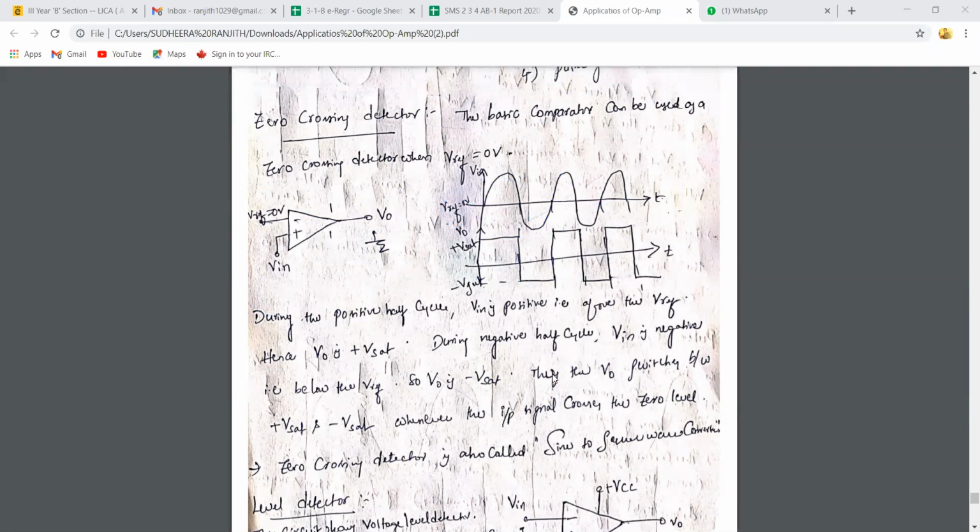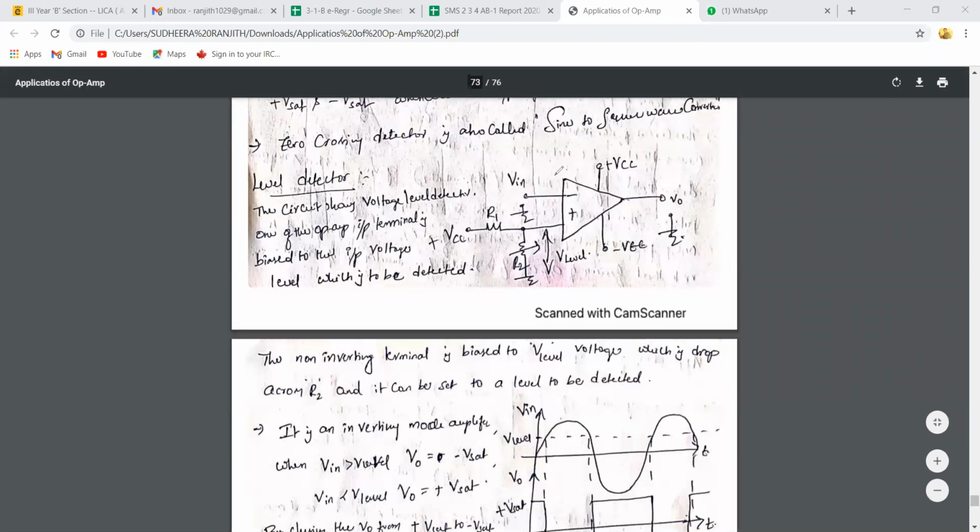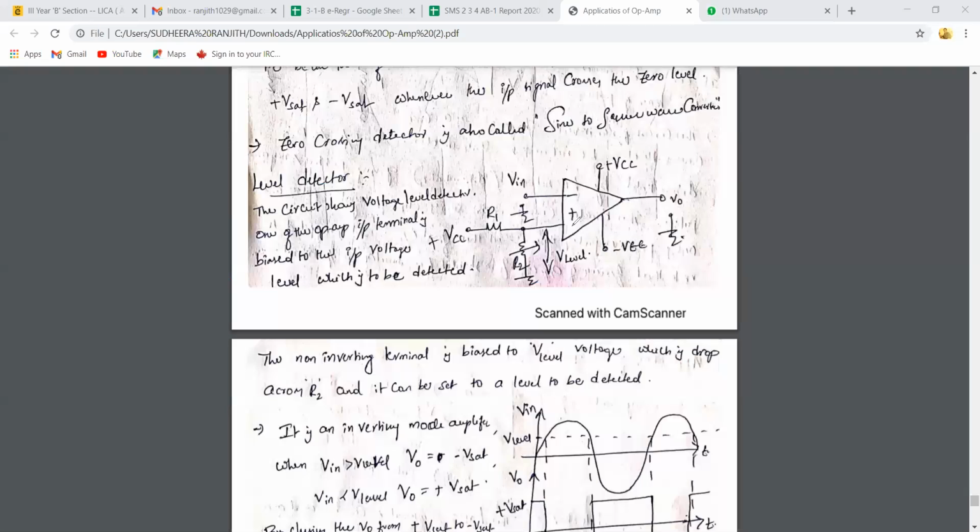Yes, sir. Right. Coming to level detector, so by doing some modifications, if you observe the input, I'm giving the input to the inverting input terminal. I'm giving the V reference. Here I have taken that reference voltage as V level, which is given to non-inverting input terminal, right? What is V level? Nothing but VCC into R2 by R1 plus R2, right? So I'm giving positive V level, right?